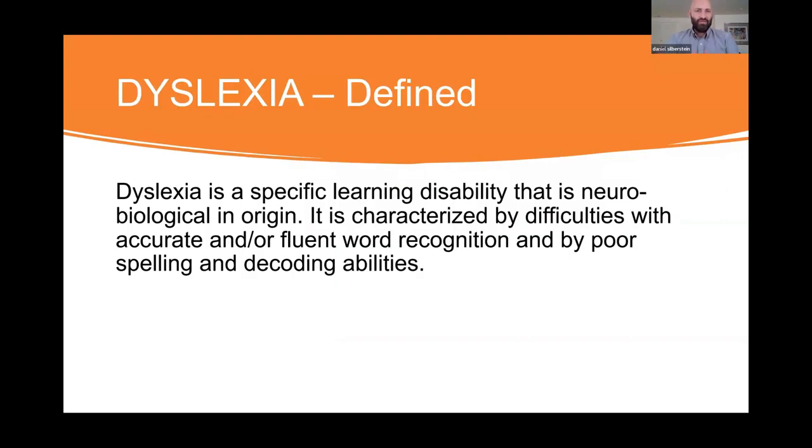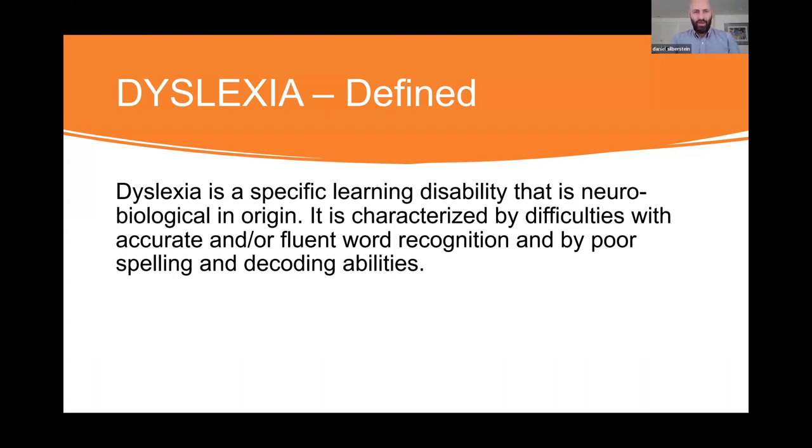So here's the definition of dyslexia the state adopted, right? It's a specific learning disability that is neurobiological in origin. I showed you guys all those brain pictures at the beginning. It is characterized by difficulties with accurate and or fluent word recognition and by poor spelling and decoding abilities. Again, we're thinking about a dyslexic profile. We're thinking about word level reading initially, right? Is the student struggling in word level reading?